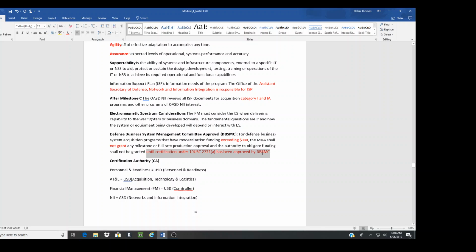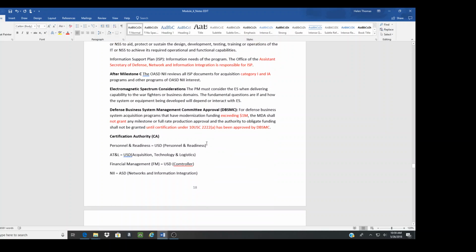So this acronym DBSMC is right here, Defense Business System Management Committee Approval. It makes sense because when you're talking dollar threshold, your MDA, Milestone Decision Authority, is an acquisition guy or gal. That's their subject matter. However, you always have someone else, like your budget analyst, program manager, chief financial officer, or your business system management committee. Anything exceeding $1 million, they have to approve it first or give a recommendation.